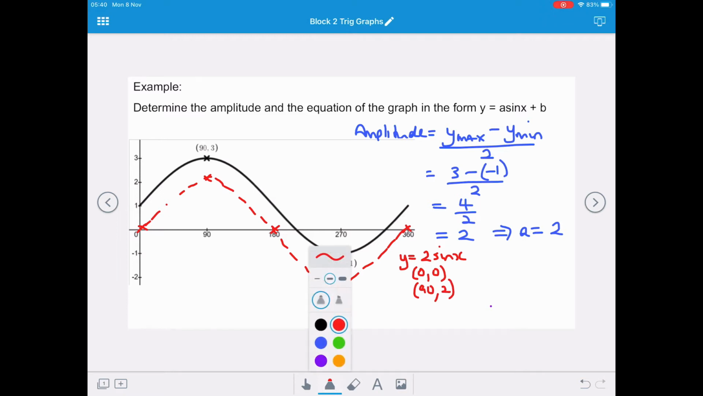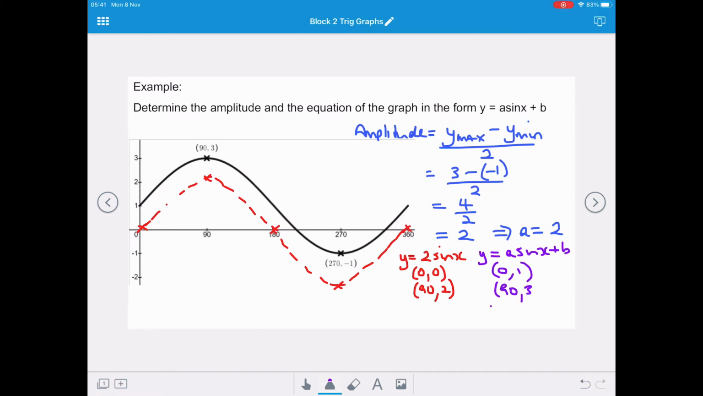And if we consider where two of these points have shifted to, so that we've got one to double check, our y equals a sine x plus b curve has gone from 0, 0 to 0, 1, and 90, 2 has gone to 90, 3. So you can see that we've added 1 onto both of our y coordinates, giving us a b value of 1. So the equation of our curve is y equals 2 sine x for our stretch and +1 for our vertical shift upwards.